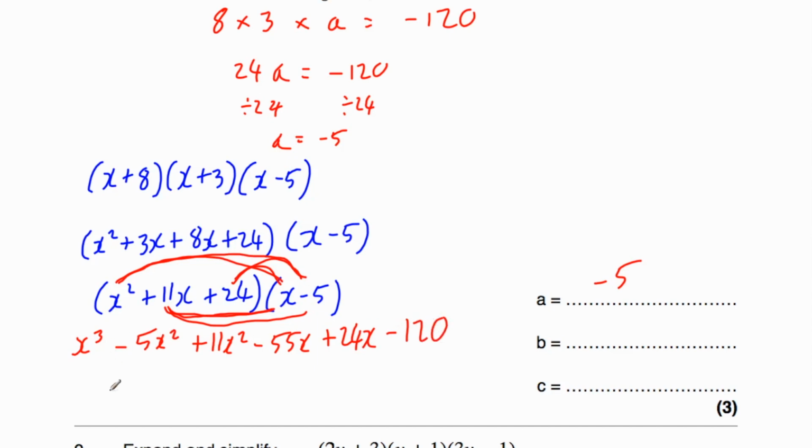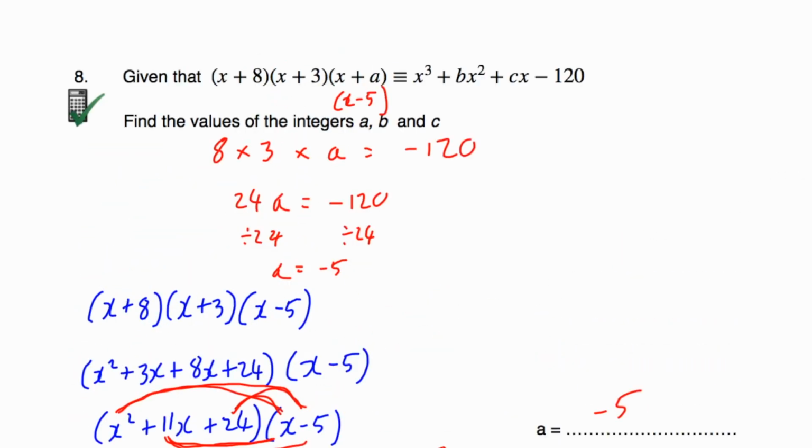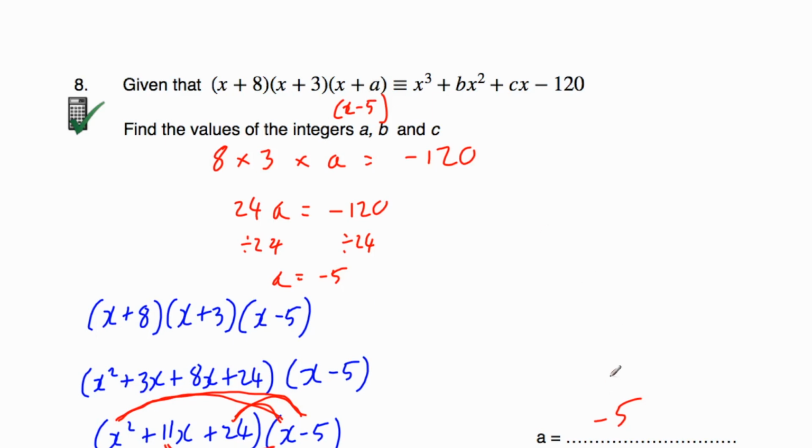So now simplifying this, we've got our x cubed. Now if we look at our x squared terms, we have minus 5x squared plus 11x squared. Well, minus 5 plus 11 is 6, so it's going to be plus 6x squared. And then we've got minus 55 plus 24, so minus 55 plus 24 is equal to minus 31x. And then finally, we've got minus 120. Now, first of all, what's great here is we do have minus 120, so that means our value for a was correct, it is minus 5.